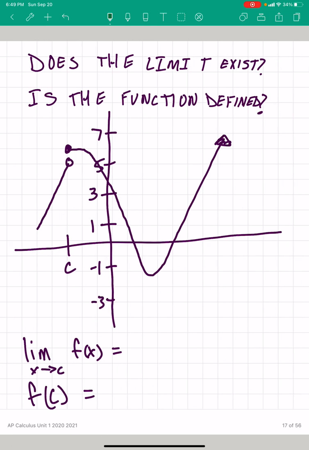Does the limit exist here? Is this function defined? So again, the limit as x goes to c. It looks like from the left it approaches 5, and from the right it approaches 6. So I would say the limit does not exist. And the function value at c equals 6.